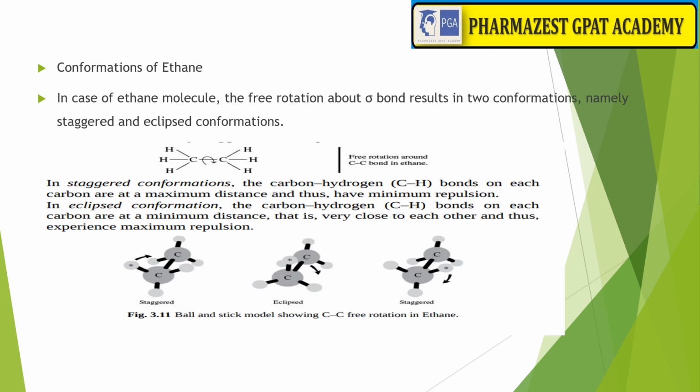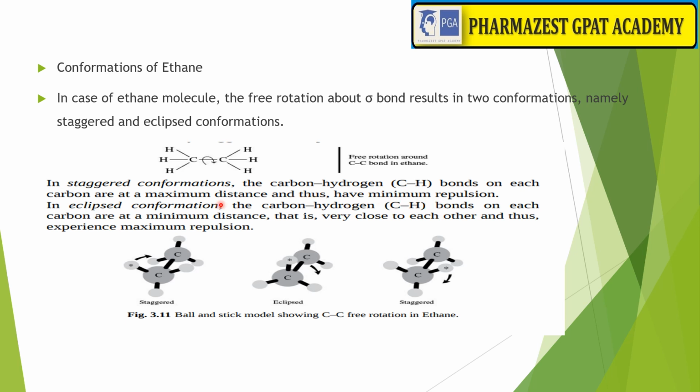Next, coming to conformations of ethane. In the case of the ethane molecule, the free rotation about the sigma bond results in two conformations, namely staggered and eclipsed conformation. Here it is staggered, here it is eclipsed, here it is again staggered. In staggered conformation, the carbon-hydrogen bonds on each carbon are at maximum distance, thus have minimum repulsions.